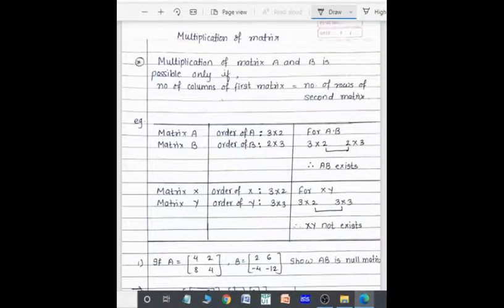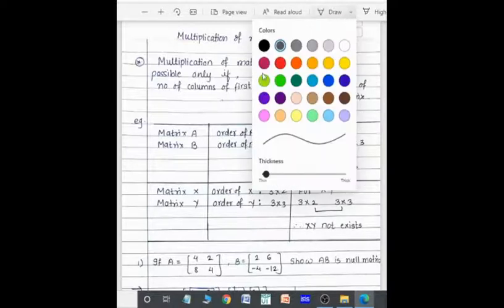गुड मॉर्निंग एव्हरीवन. आजच्या लेक्चरमध्ये आपण मल्टिप्लिकेशन ऑफ मॅट्रिक्स हा नवीन टॉपिक शिकणार आहोत. दोन मॅट्रिक्सचे मल्टिप्लिकेशन कसे करायचे ते आपण बघूया.